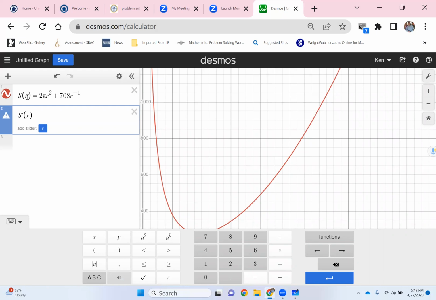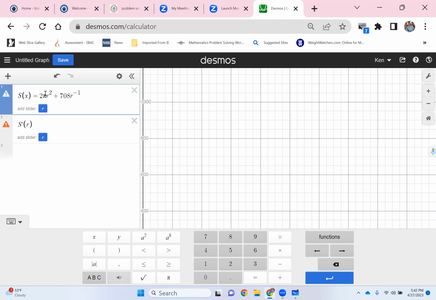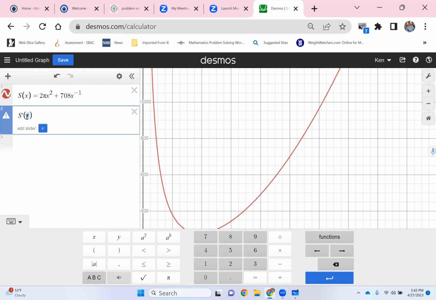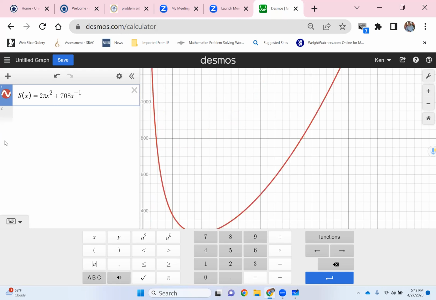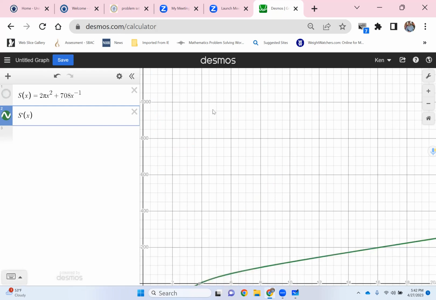Not working. Okay, let's do S of X and change our R values to X. All right, and now let's do S prime of X. Still no graph. Let's try it again. No. What was that? X to the -1. Okay, let's do big S prime of X. Okay, it's there. So we'll turn this one off.